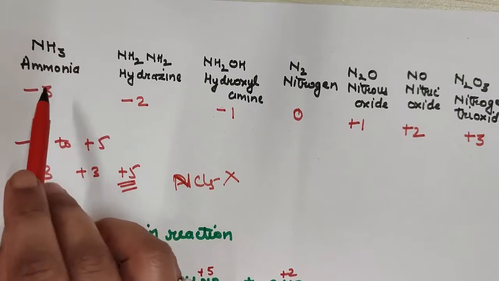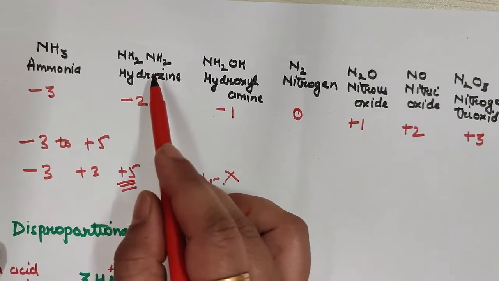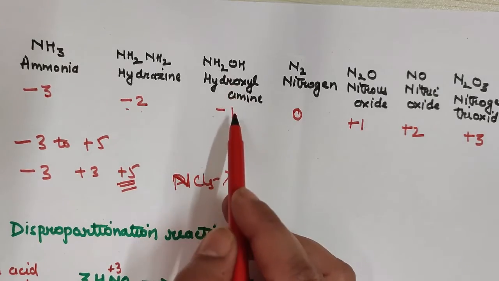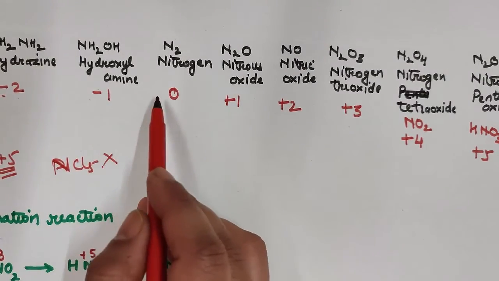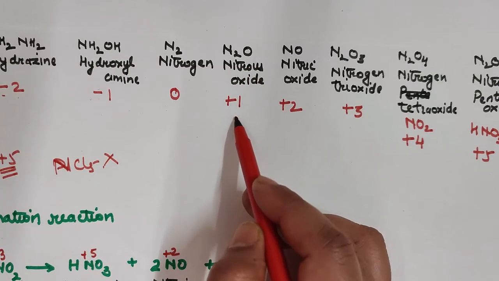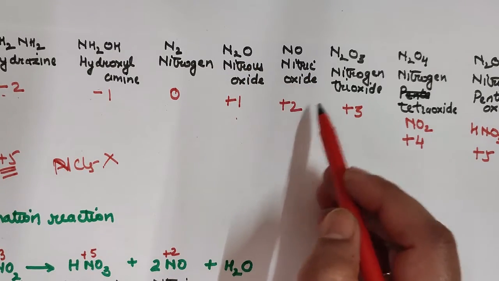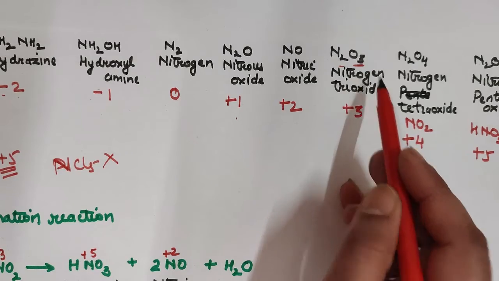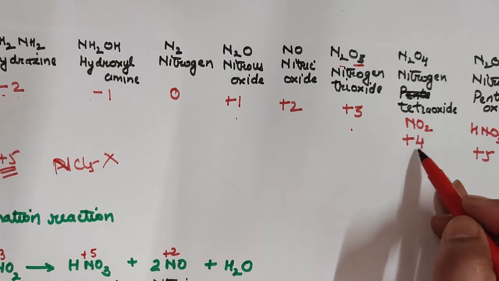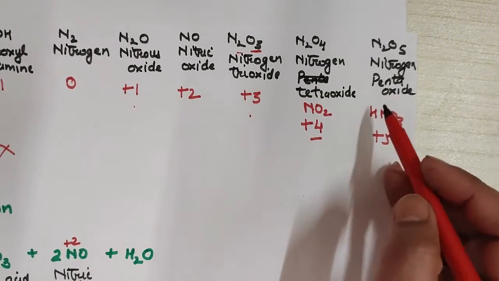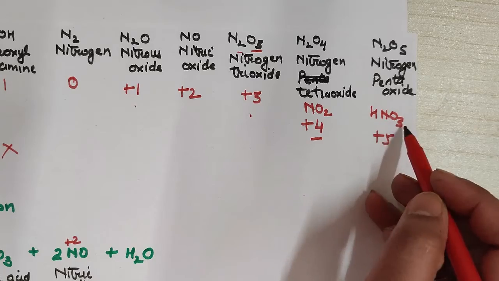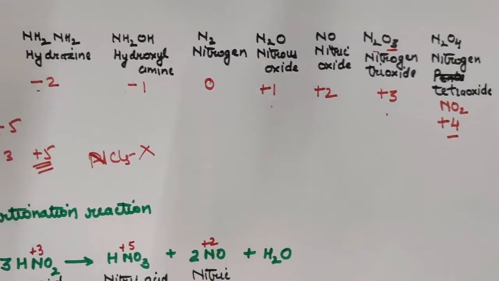So remember this: ammonia -3. In case of hydrazine, nitrogen will again have -2. In case of hydroxylamine, -1. 0 for dinitrogen, and for nitrous oxide +1. +2 for nitric oxide, N2O3 nitrogen trioxide +3, N2O4 or nitrogen dioxide +4. For nitrogen pentoxide, that is N2O5 or HNO3, it will be +5 oxidation state.